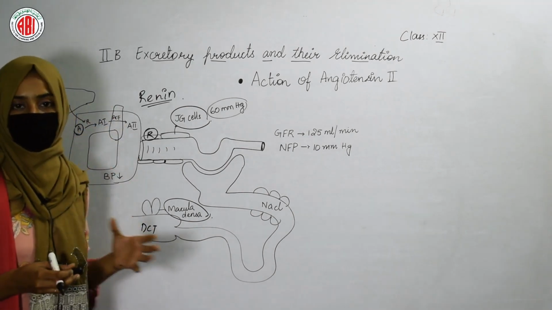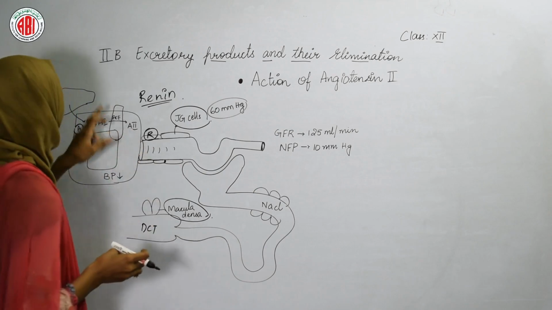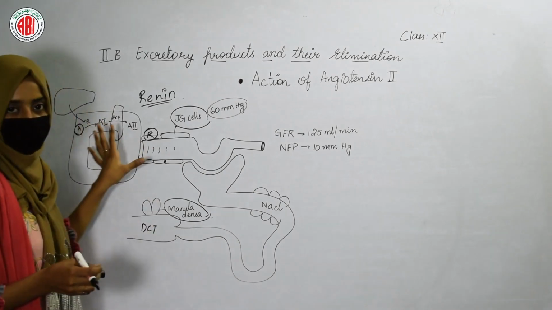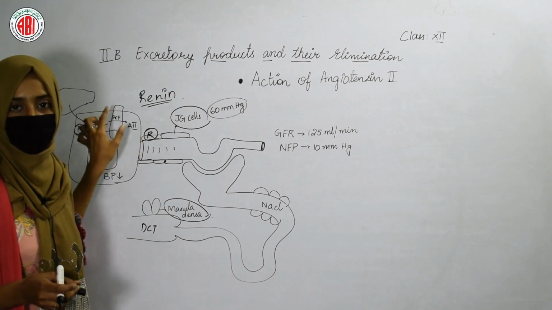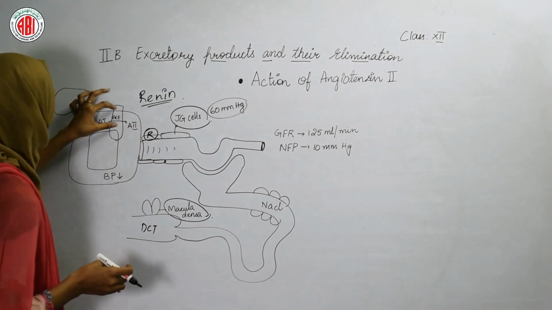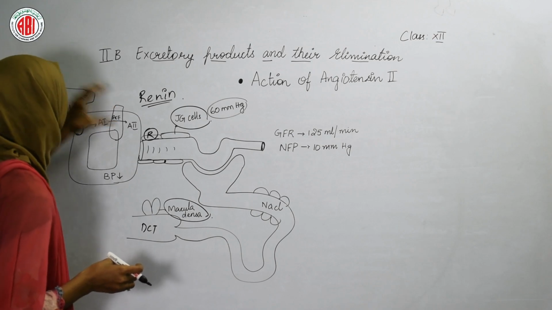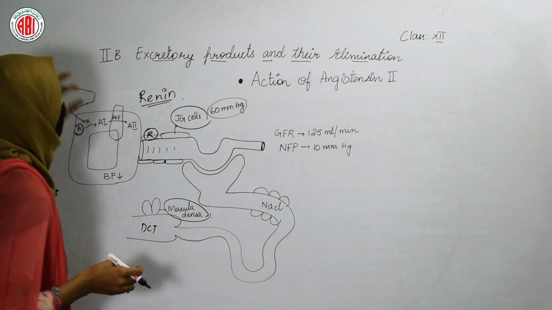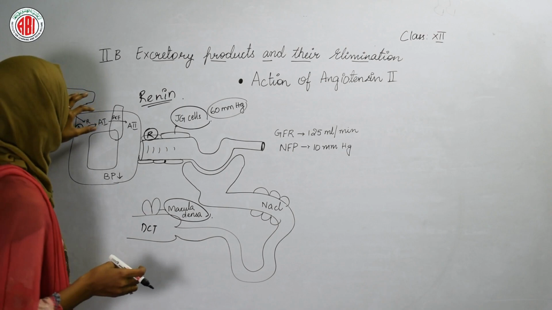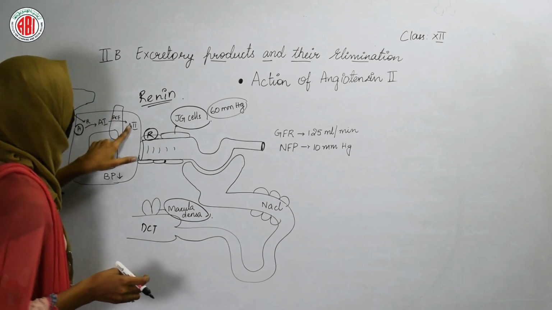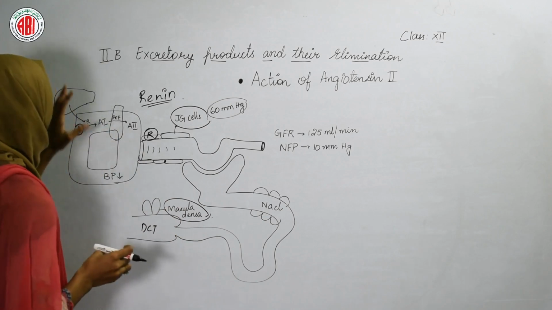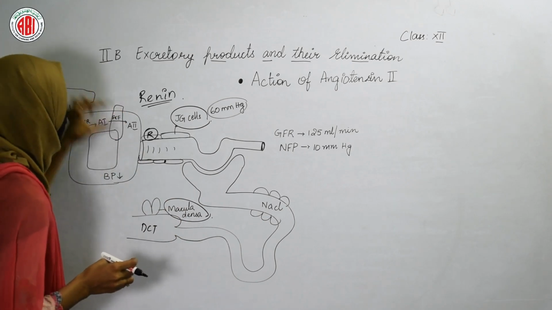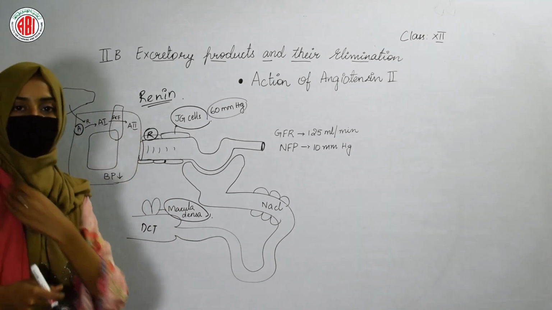To make angiotensin I more active, in the lungs, one enzyme is found, the angiotensin converting enzyme, ACE. ACE is an enzyme found in our lungs. That enzyme acts on angiotensin I, and angiotensin I is converted into angiotensin II, which is an active form. Once angiotensin II forms, the action of angiotensin II starts.